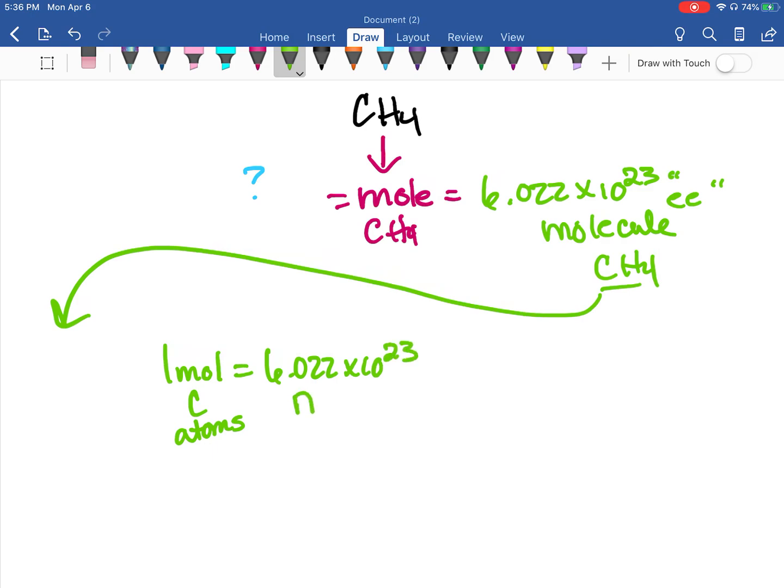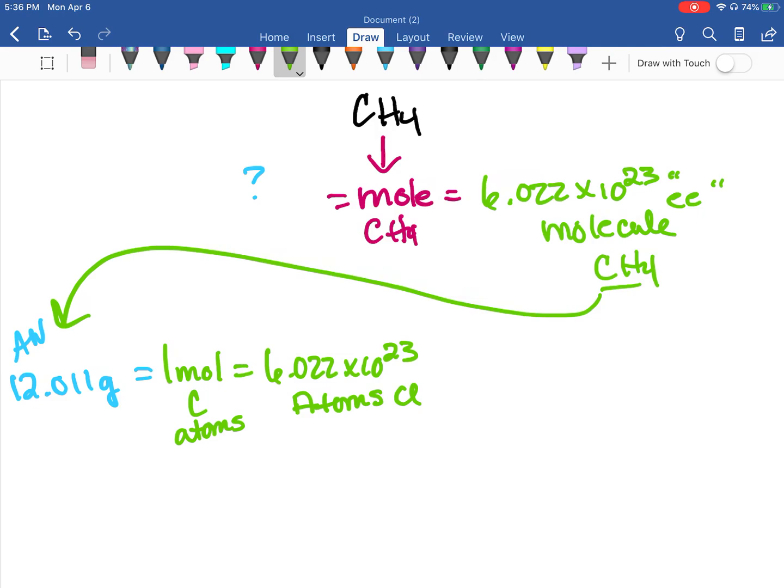And that is this time atoms of carbon. And then this one's easy. We just did this one on the last video. How much does this weigh? This is our atomic weight, 12.011 grams. Okay, I love it.